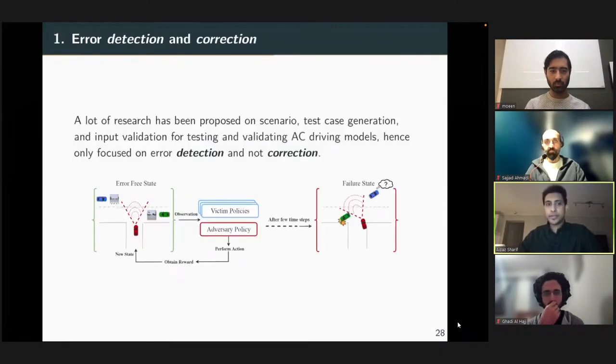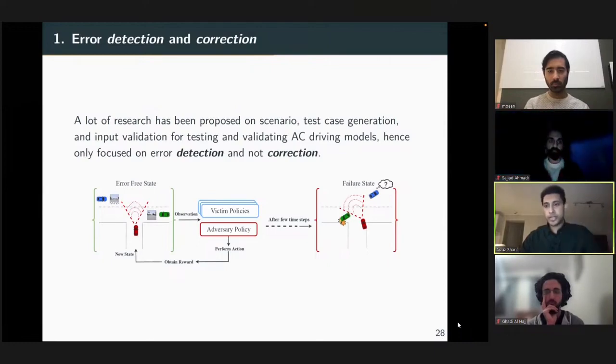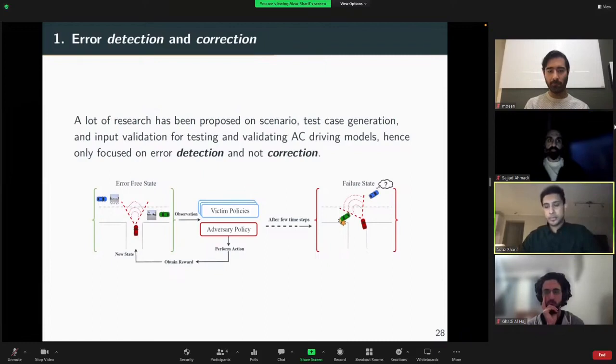The first challenge we look at is that a lot of research has been proposed on scenario and test case generation, and input validation for testing autonomous cars. These are the main fields in testing autonomous cars. But we mostly stop at the detection part, and we usually do not go on to the correction part. For example, if there is an adversary, any kind of adversary, which we have used to find failure states, how do we use these test cases to improve the same autonomous cars, which we call victim policies in our paper? How do we correct them? How can we make them more robust? That is the main challenge.